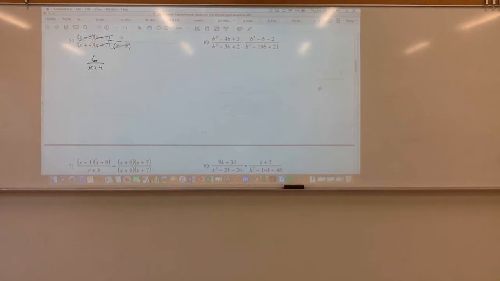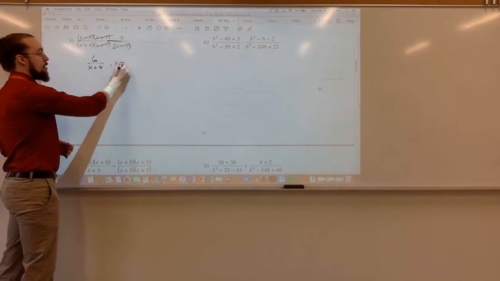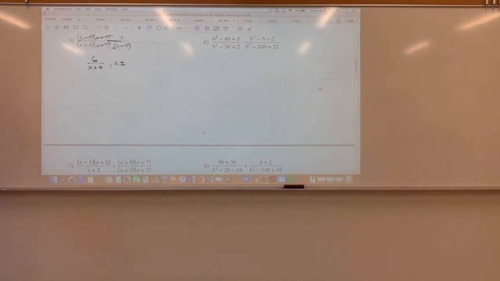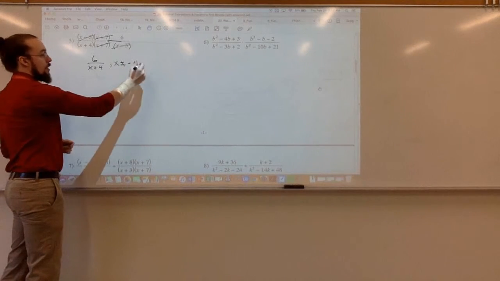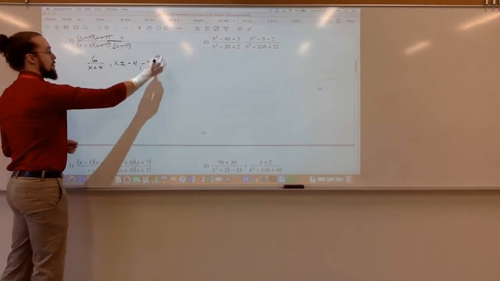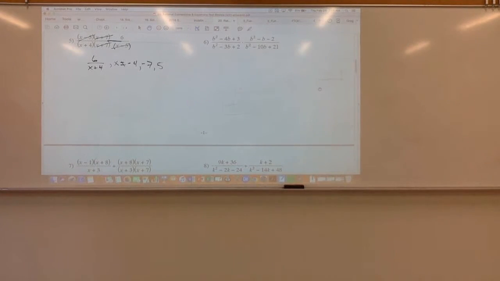Then our restrictions. Same thing. All the factors in the denominator are where our restrictions come from. From this factor, I would say x cannot equal negative 4. What value of x would make this factor equal to 0? Negative 4. And then negative 7. And then positive 5. Yep. So 3 restrictions out of this one.